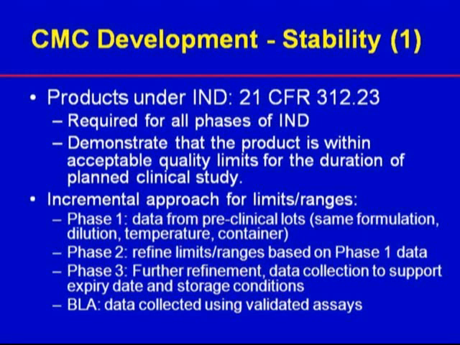Data to support stability of your product for Phase 1 clinical study can be based on data from preclinical lots that have been stored in the same manner as the clinical material. For example, they have the same formulation, dilution, temperature, and container. By Phase 2, you should have refined and tightened limits and ranges based on data collected for lots used in Phase 1. For Phase 3, you should be collecting data to support expiration dates and storage conditions. For the BLA, you should have collected data using validated assays with preset acceptance limits.